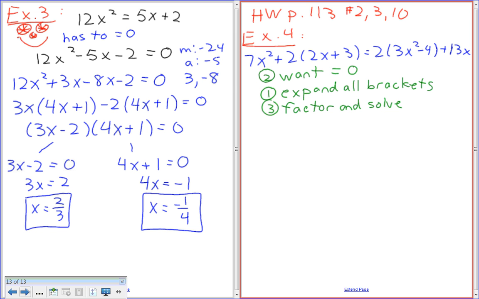Marissa, can you please be brave and get rid of this bracket for me? This will be the first thing. Go ahead. The left hand side. 7x squared plus. Good. Equals. Keep going. We'll get rid of this one too. Good. Okay.